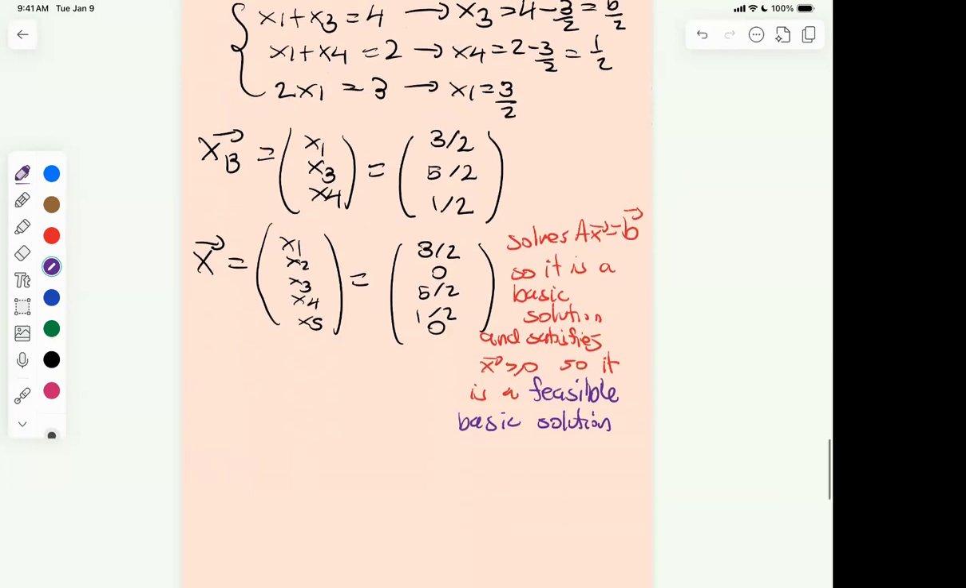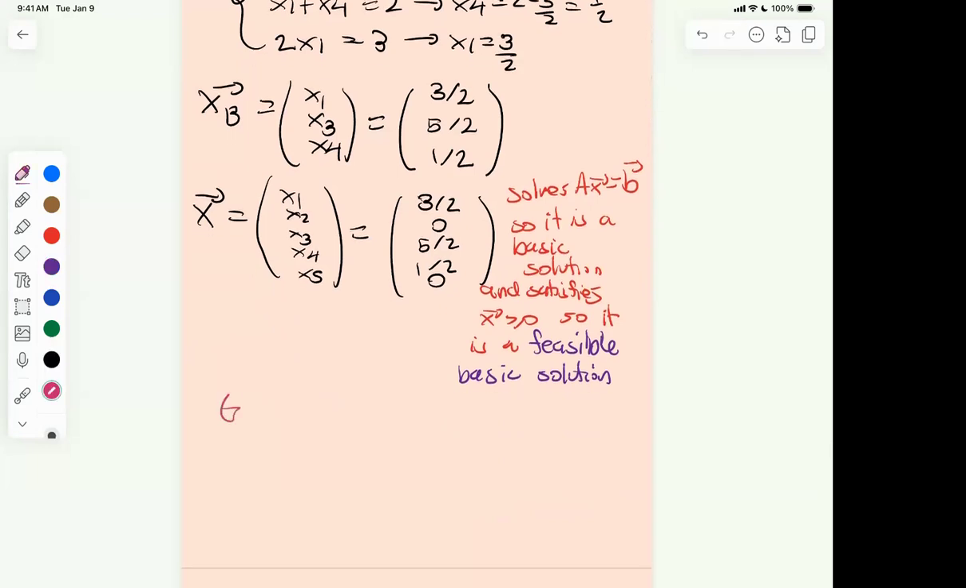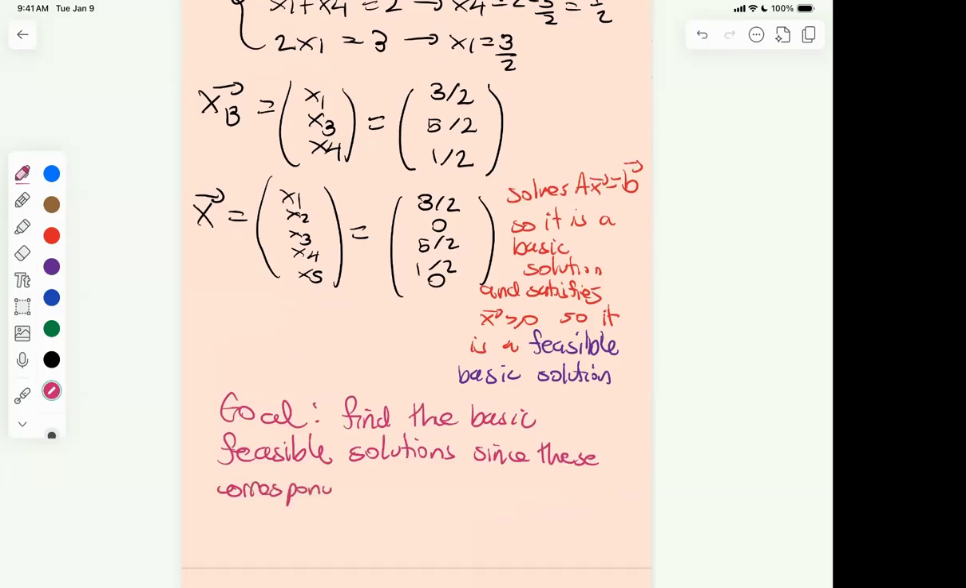And every single problem would be done this way. Of course, the idea is that we'll have a more efficient way to do this in a moment, next time or maybe after the exam. But the goal is to find the basic feasible solutions, since those correspond to the corners of the region, which is where the max or min could occur.